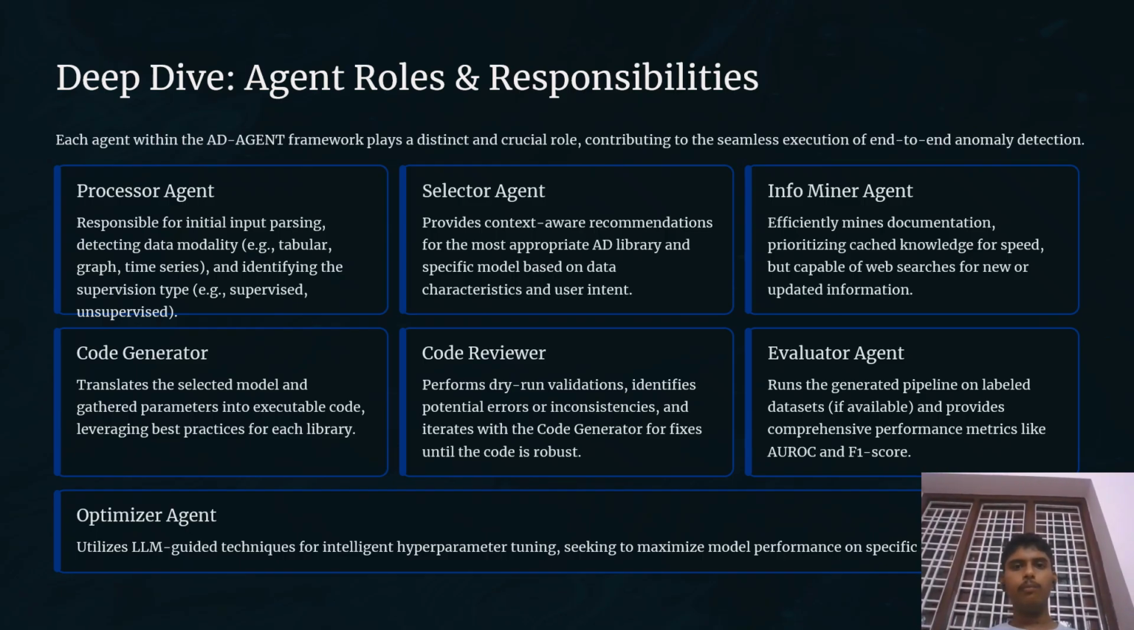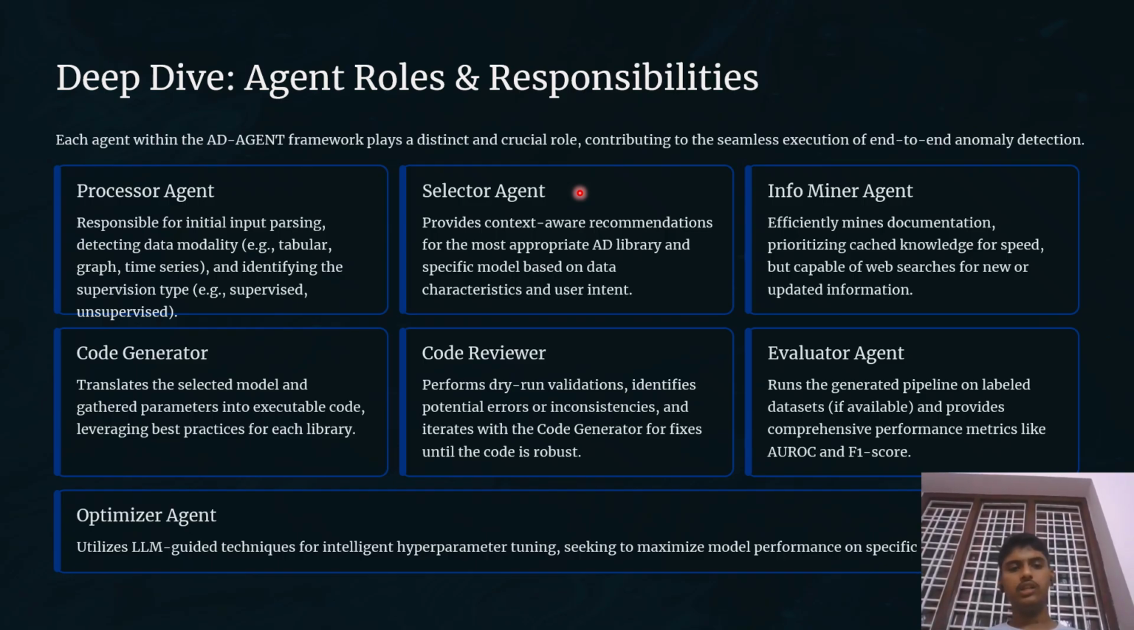First, we have the processor agent, which processes the input and parses it, detecting the data modality, what type of data is given, and what type of algorithm the user has given. Next is the selector agent. As you can see, the selector agent provides the most appropriate AD library and specific model based on data characteristics and user intent. Next is the infominer agent, which efficiently mines documentation, prioritizing cached knowledge for speed.